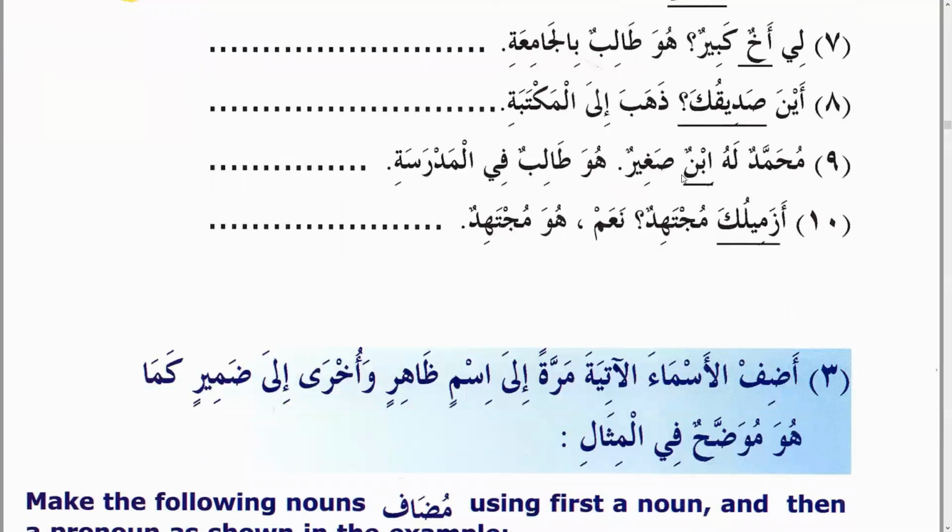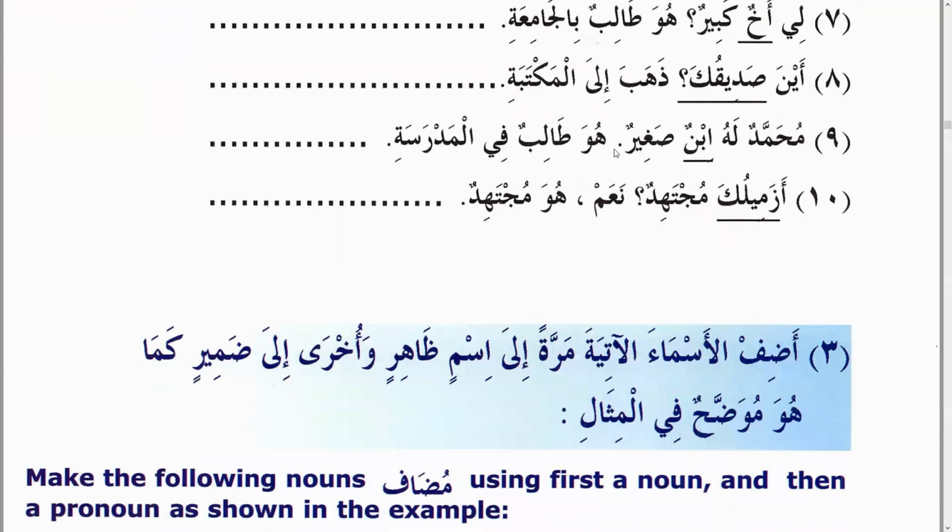Muhammadun lahu bunun saghirun. Muhammad has a small son. So how will we say Muhammad lahu? Muhammad has abna'un sigharun. Muhammad has many small children. Huwa talibun fil madrasa. He is a student in the school. So we say hum tullabun fil madrasa. They are students in the school.